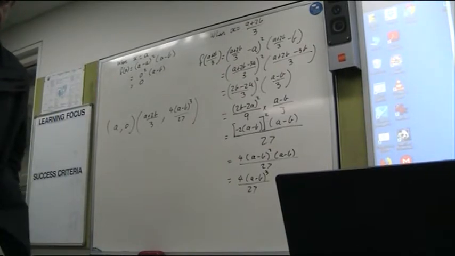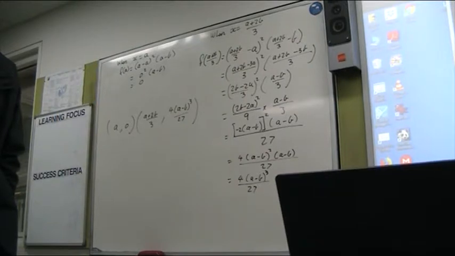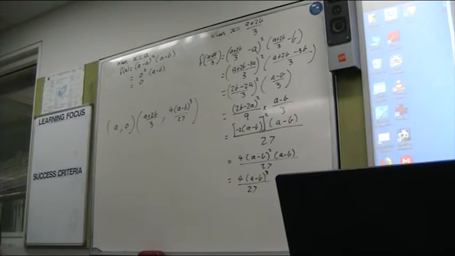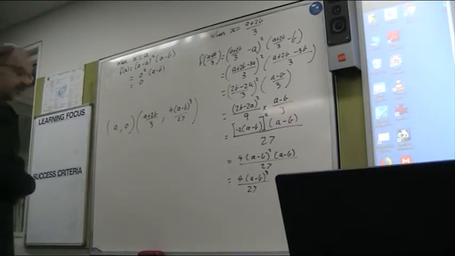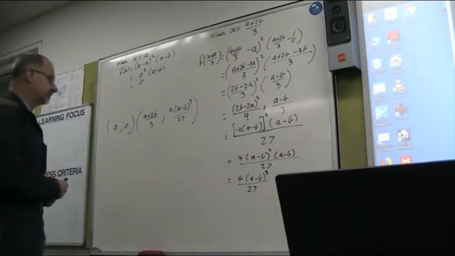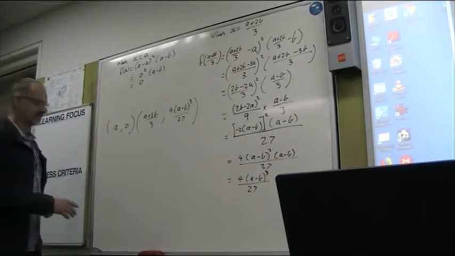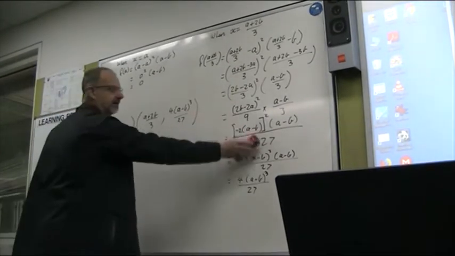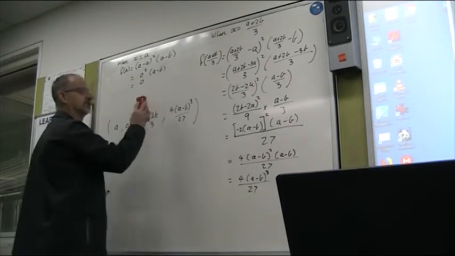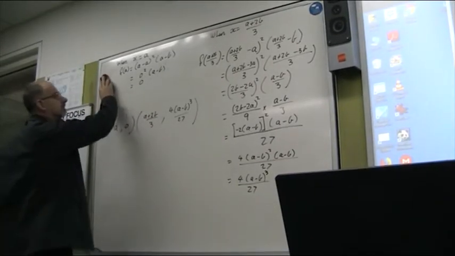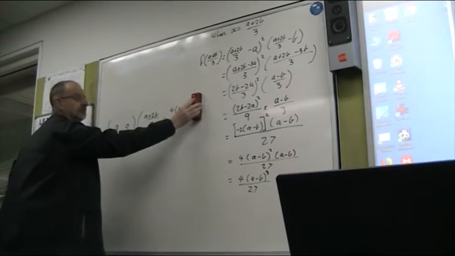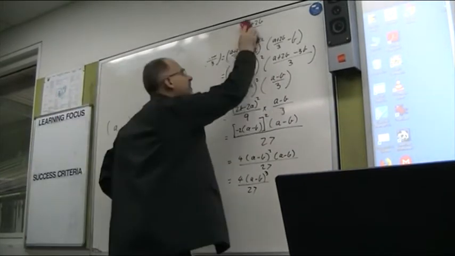Part c says, show that the stationary point at (a, 0) is always a local maximum. All right. I've got that. I'll rub all this off. Leave that there.